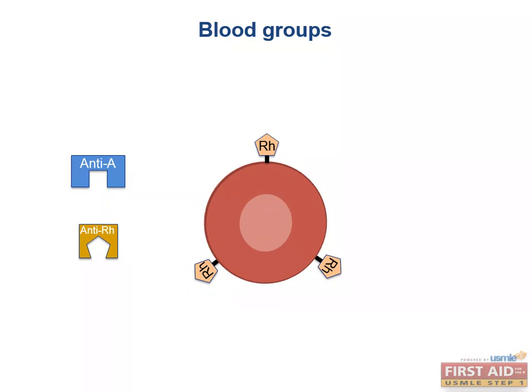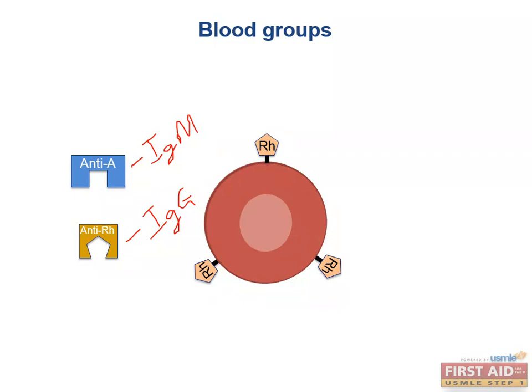Also very important is that the ABO antibodies are IgM antibodies, while Rh antibodies are IgG antibodies. This is extremely important because IgM antibodies are too large to cross the placenta, and IgG antibodies can cross the placenta via the FcRn receptor. The Rh antigen is very important in the context of pregnancy, and the fact that they can cross the placenta is commonly tested on the boards in the following way.